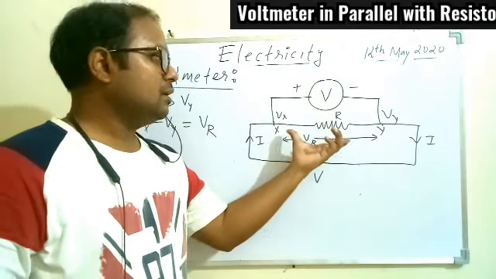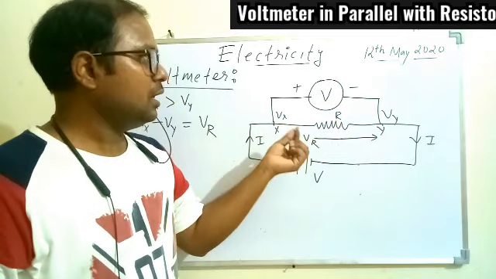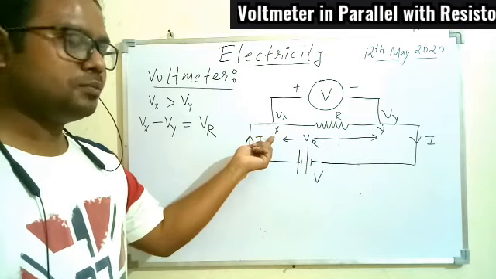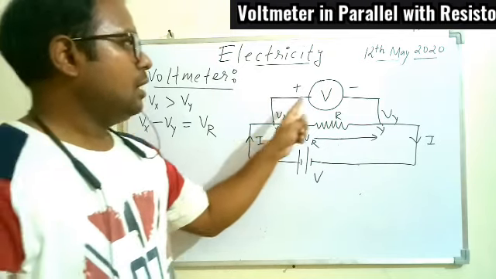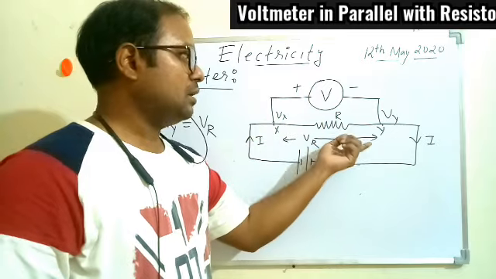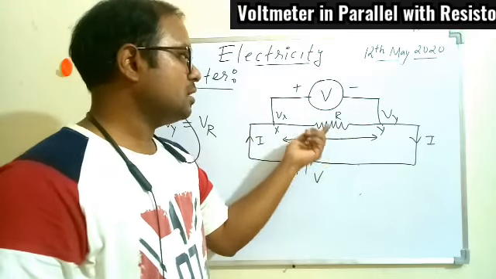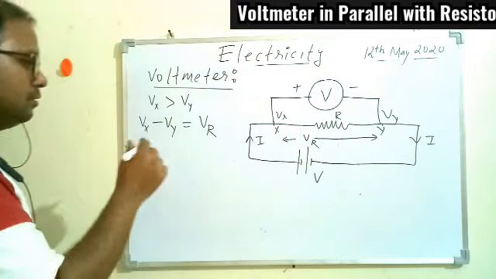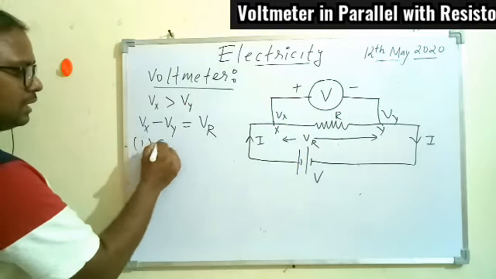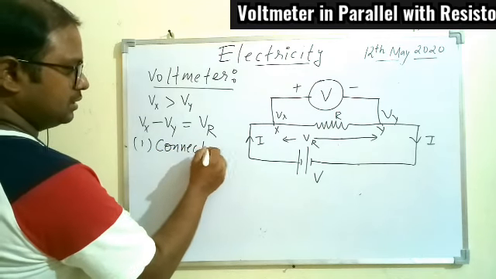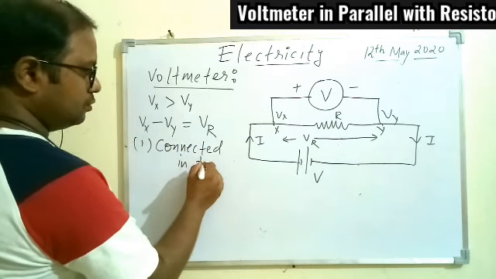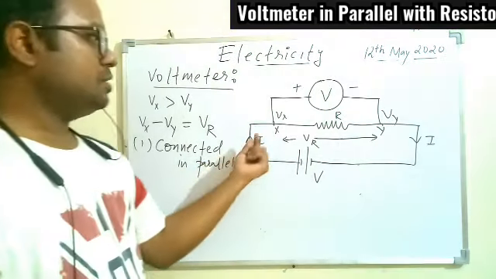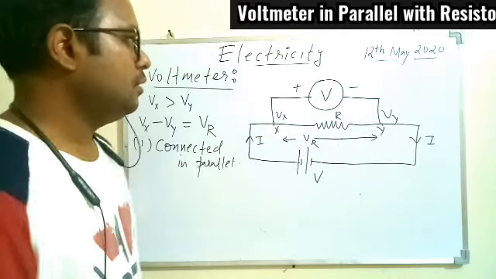So the voltmeter can calculate this potential difference only if one of the terminals of the voltmeter is at high potential, that is one terminal of the resistor, point X, and the other terminal of the voltmeter is at low potential, that is the other terminal of the resistor. That's why it has to be connected in parallel. So the first thing we know, it is connected in parallel, and then only it can find out the potential difference between the high and low points.